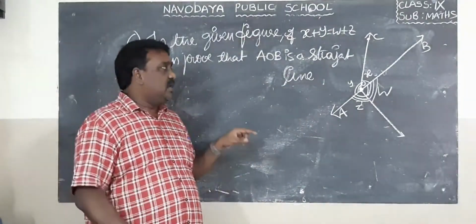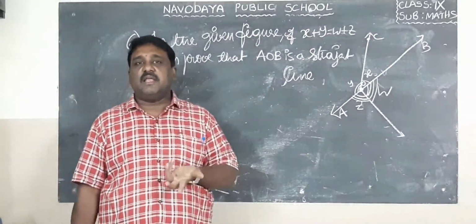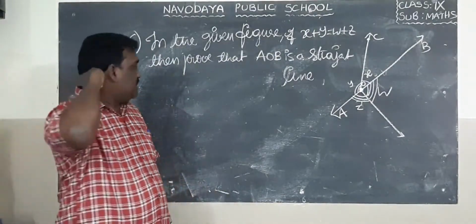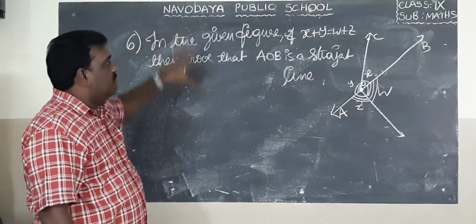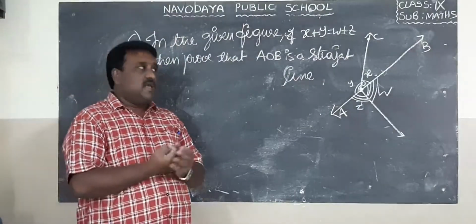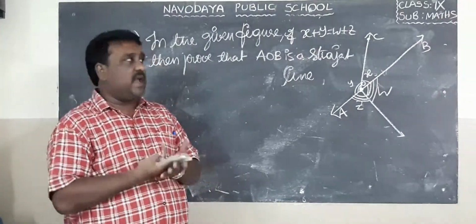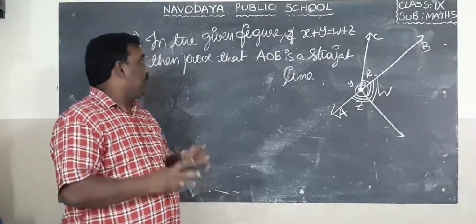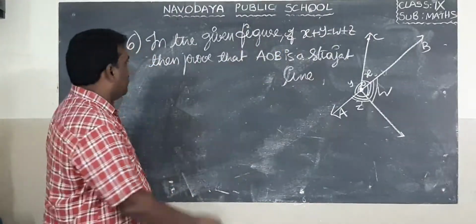What we have to prove? AB is a straight line, means angle is 180 degrees. See the diagram and write the problem first. In the given figure, x plus y equal to w plus z. X, y, w, z are the 4 angles in the diagram, and all are formed at O. And then prove that AOB is a straight line. So write what is given.